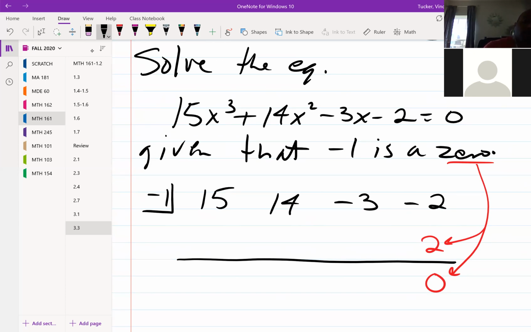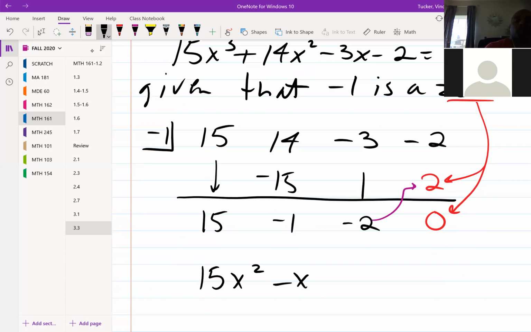All right, so let's bring down 15. Negative 1 times 15 is negative 15. 14 plus negative 15, negative 1. Negative 1 times negative 1 is positive 1. Add those together, we get negative 2. Negative 1 times negative 2 is positive 2. And so that gives us our positive 2 we were looking for. Questions before we go any further?